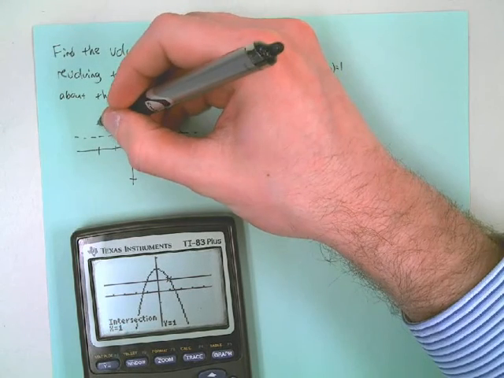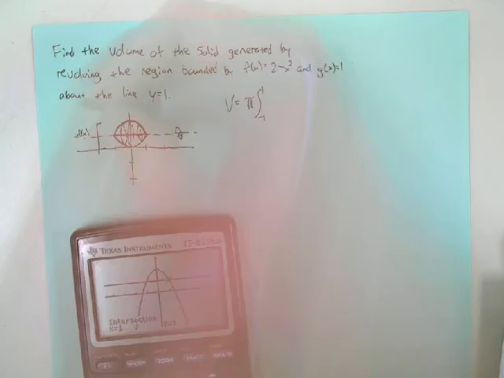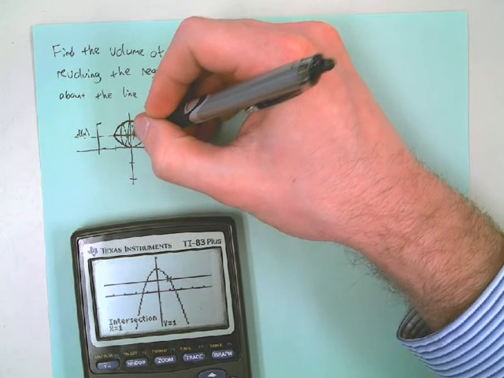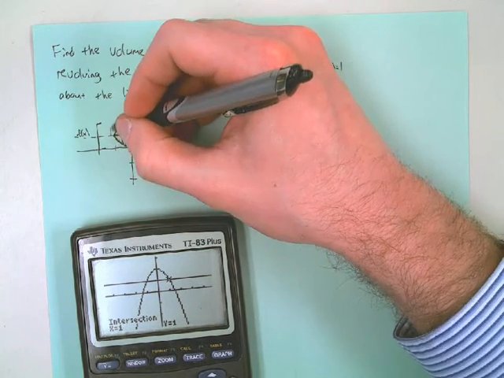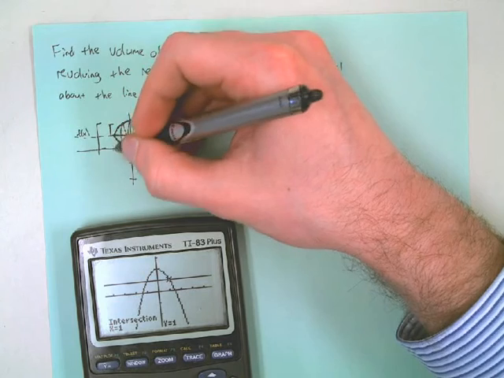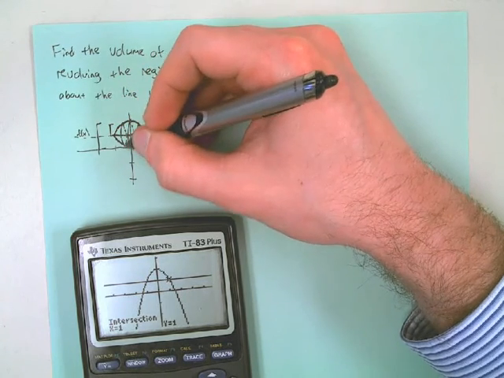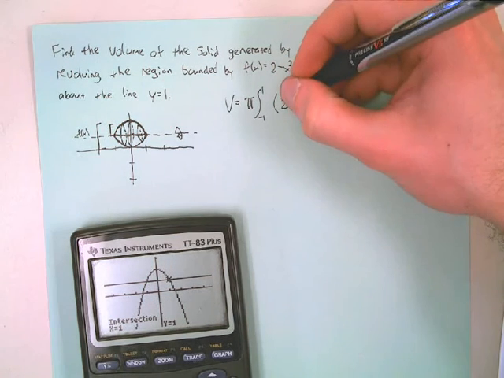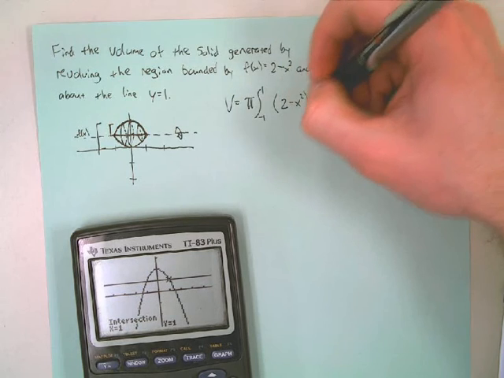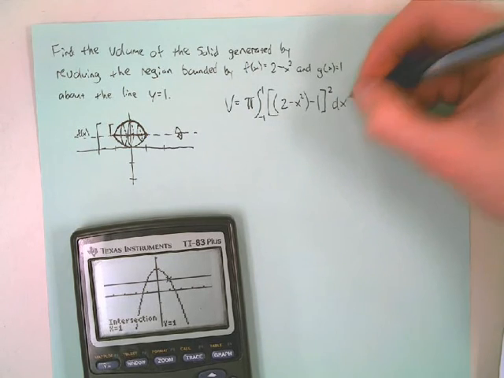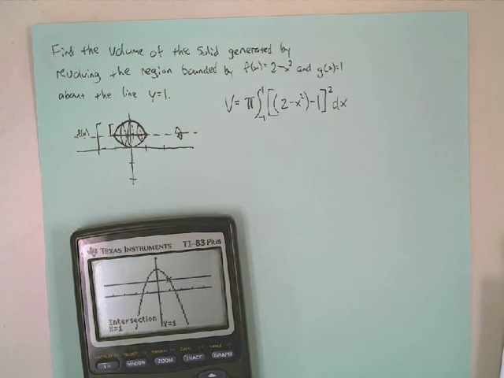But we don't want that. We want from the center of rotation to here. We want from here to there. What should we do? Subtract. We have to subtract off this value here, right? What is this value? Well, it's 1, right? It shifts everything up 1. So we take our radius here. Our radius is going to be the function 2 minus x squared and minus 1. And that quantity squared. Okay? Now, you understand here, because we have a different axis of rotation, we had to make an adjustment here. Curve minus the axis.